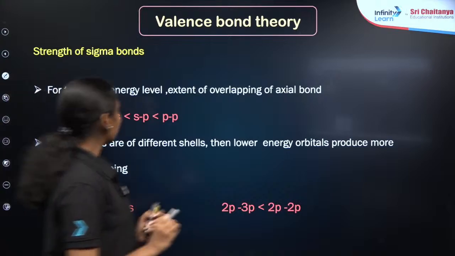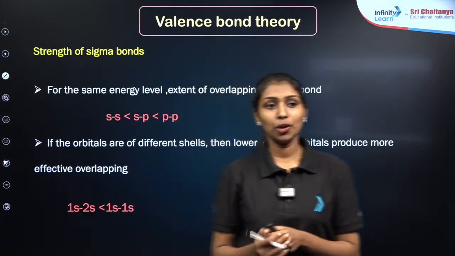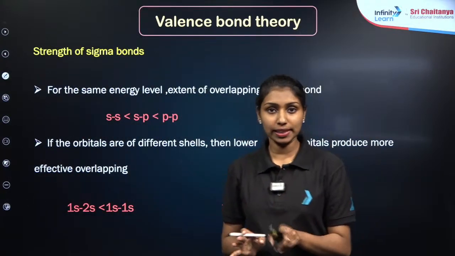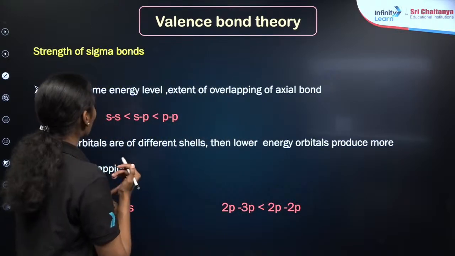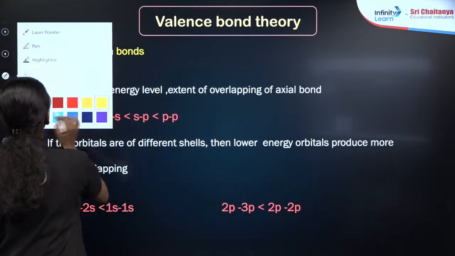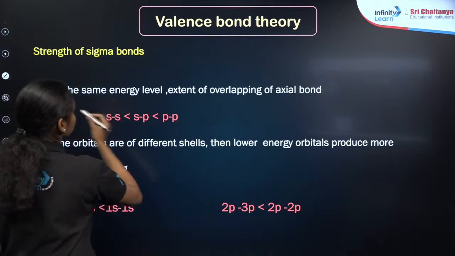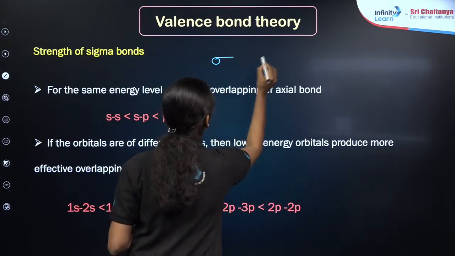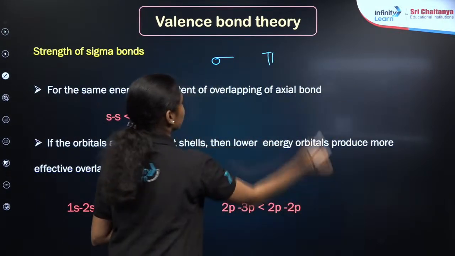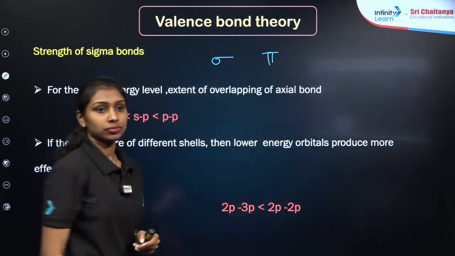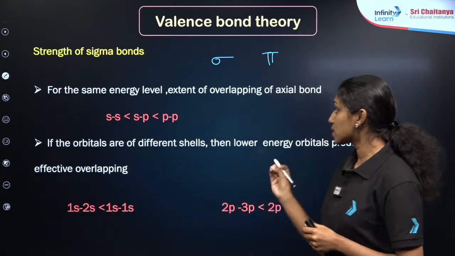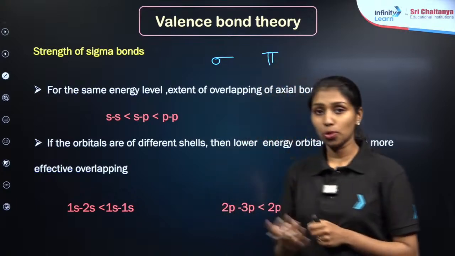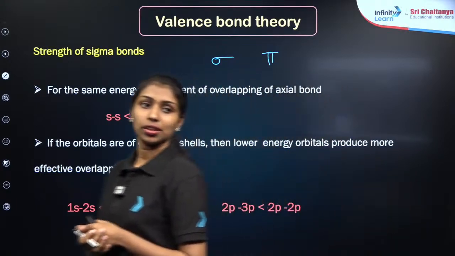Now, there will be the strength of bonds, right? Now, I have a question for you. If I am taking two bonds, sigma bond and pi bond, which will have more strength? Which one is the strongest, sigma or pi bond?